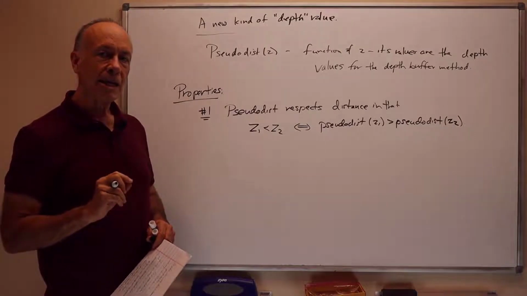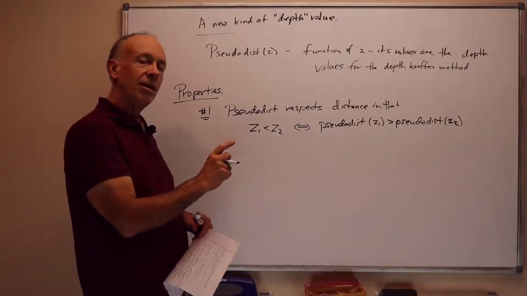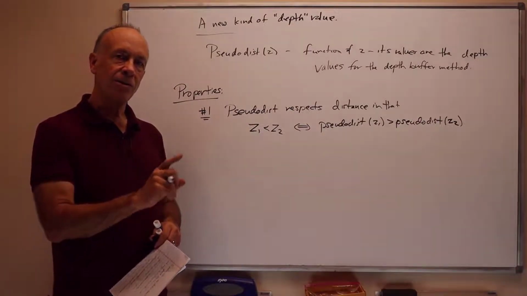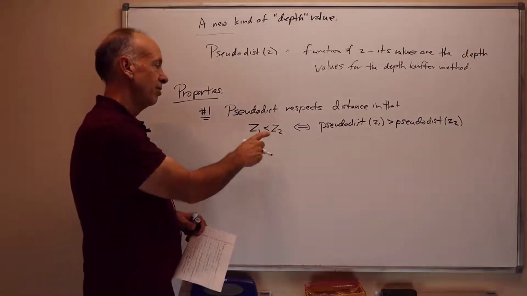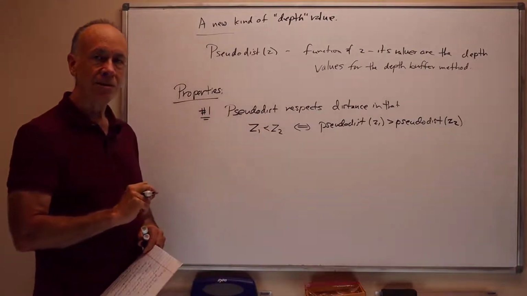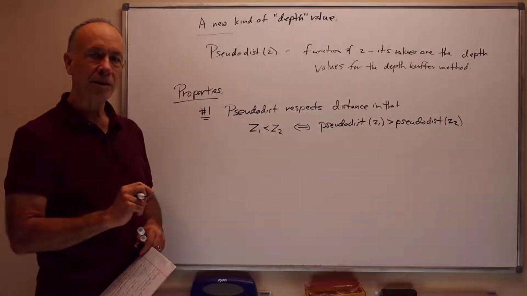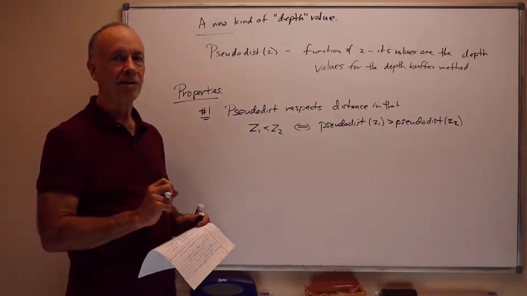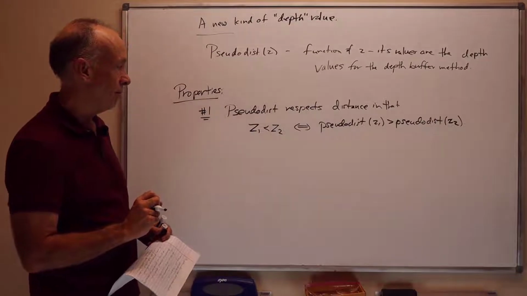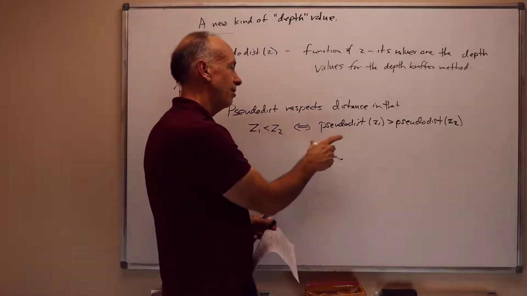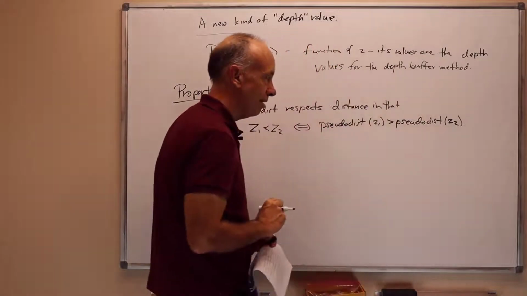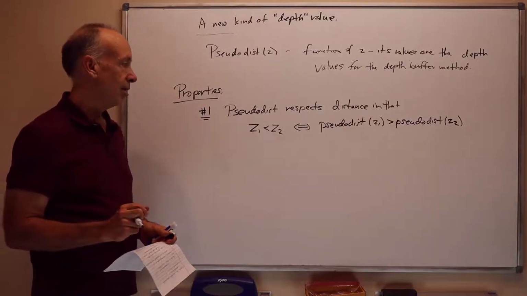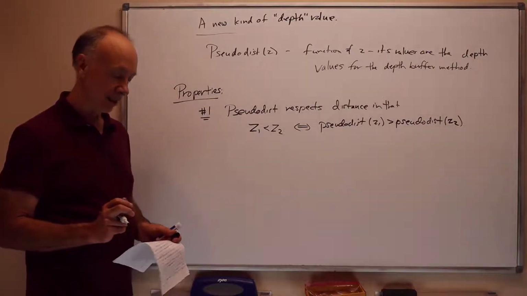When we're doing the depth buffer method, we like to compare two z-values to decide which one is closer to the viewer. In particular, because the viewer is looking in the negative z direction, if z2 is greater than z1, then z2 is from a vertex that's closer to the viewer than z1, at least assuming they're on a common direction of view. And we're only comparing depth for things that are on a common direction of view. And so to compare whether z1 is less than z2, we just check whether pseudodist of z1 is greater than pseudodist of z2. So we can use pseudodist in lieu of the z-values for computing relative distance from the viewer.